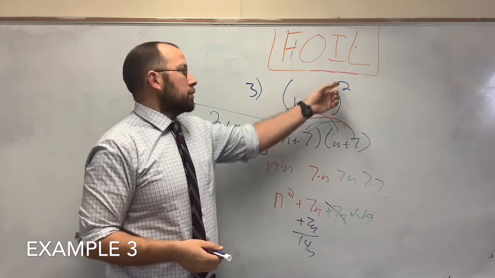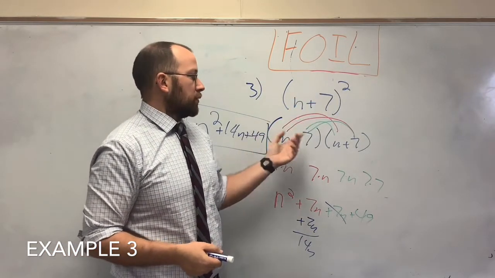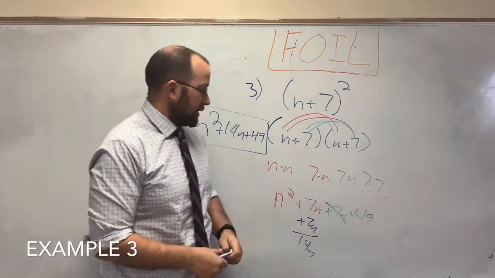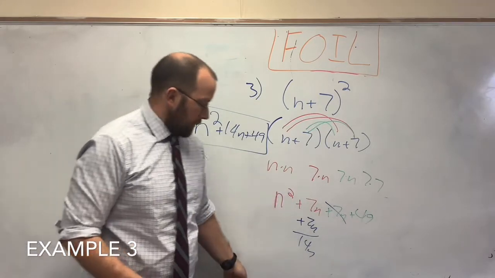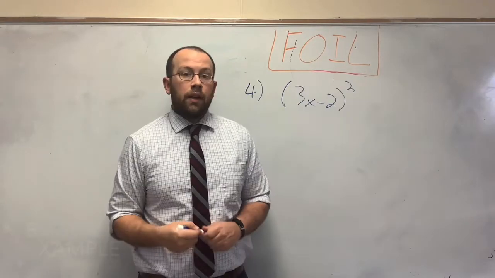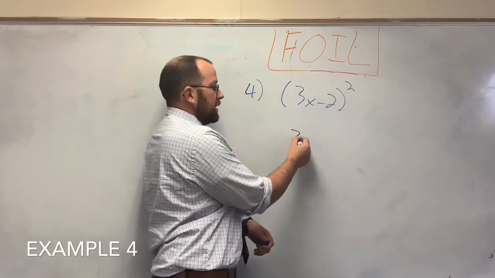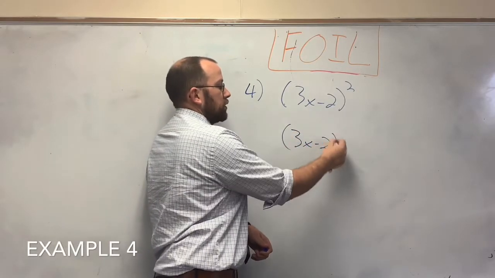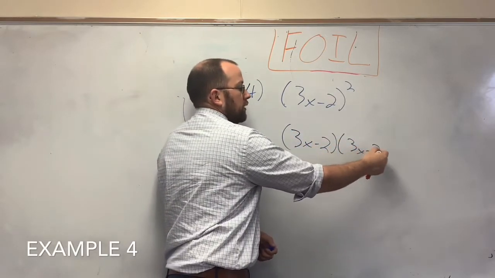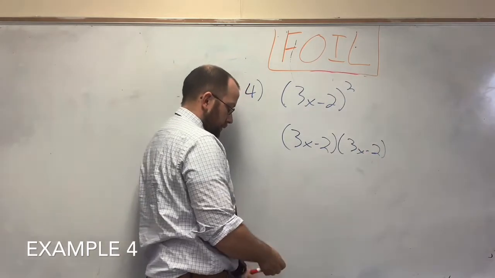Do not get confused and do not just square and say n squared plus 49. It's n plus 7 times n plus 7. Make sure your like terms match up too. All right, here goes about the same thing again. I just want to show it with a coefficient in the front. I'm going to run through it.